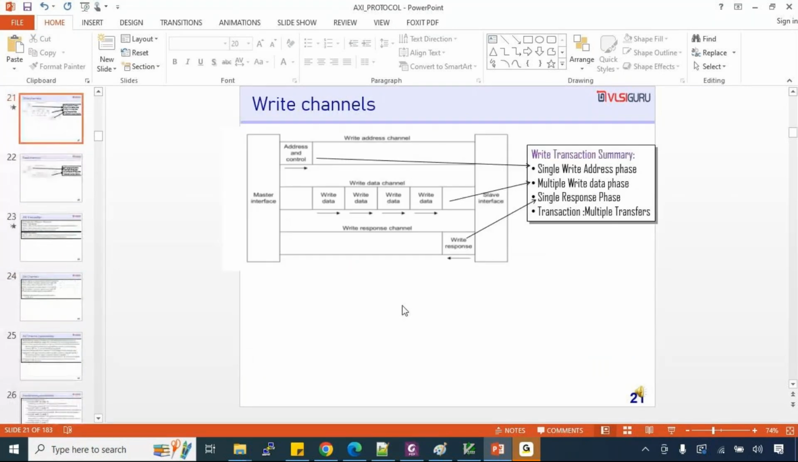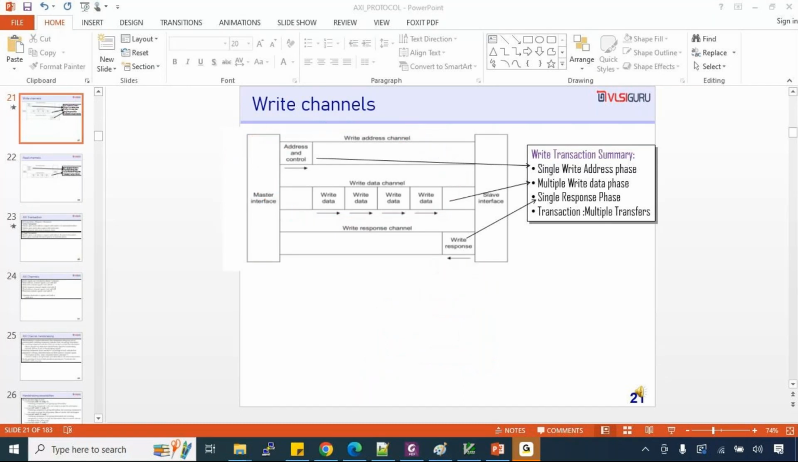Okay. Who gives B valid? B corresponds to whom? Write response phase. Who gives B valid? Slave. So you have to ask B corresponds to whom? Write response. Who will give write response? Slave. So B valid will be given by slave. Who will give B ready? Master. That is important. Valid doesn't always mean master. You need to ask who is initiating that phase.